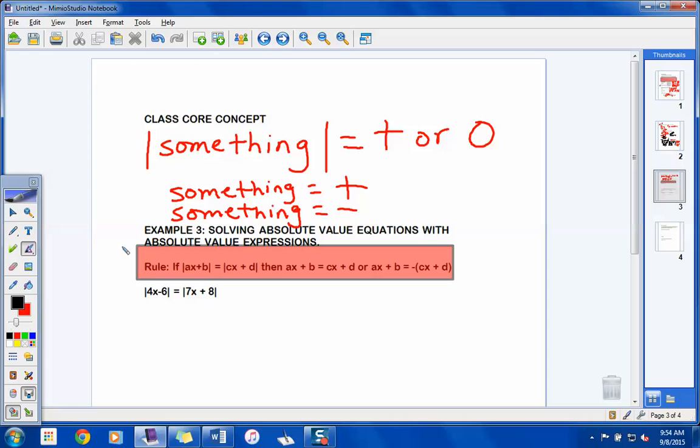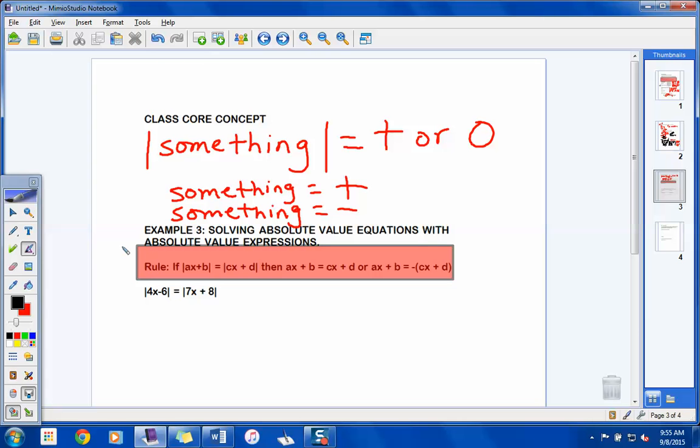Now all of a sudden, instead of just having a positive or a 0 on the right, you now have an absolute value of something. However, on the right side, if I take the absolute value, no matter what it is, it's going to be positive or what? 0. So is the right side always going to be positive or 0? It says then, take that something, in this case the ax plus b, and set it equal to the first part that's in there, cx plus d. And then the other part is take that first something and set it equal to the, what do they throw in front of the cx plus d all of a sudden? A negative. Something equal to the positive part, something equal to the negative part, right?